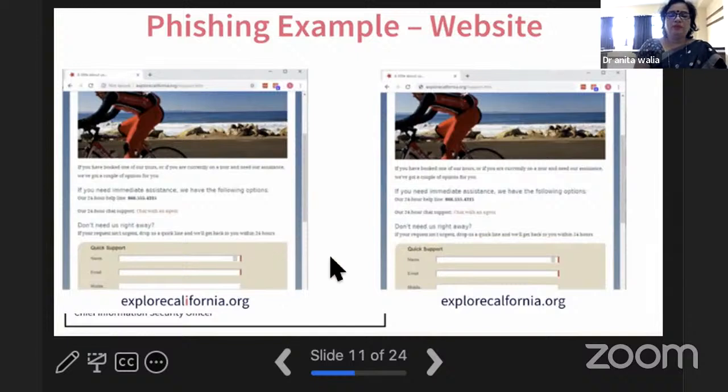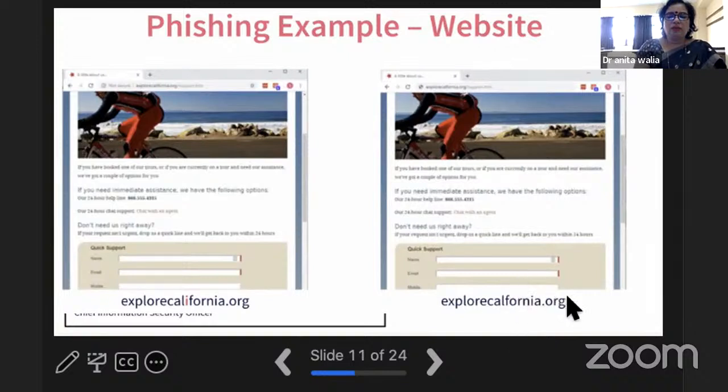Here are two websites shown on the slide. One of them is real, the other one is fake. Can you spot the fake one? The design of the website is almost similar. They are identical. But if you see the URL, there is a slight change in one letter: here you can see California, and here the I is missing.